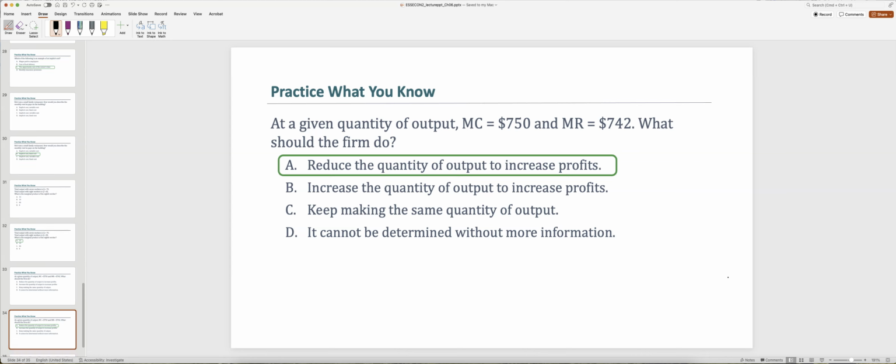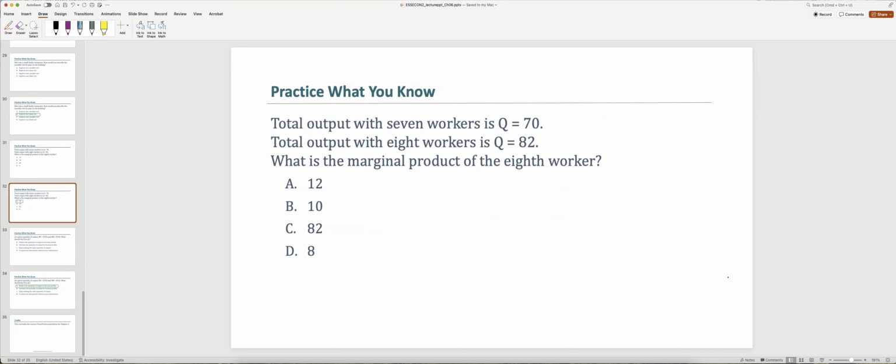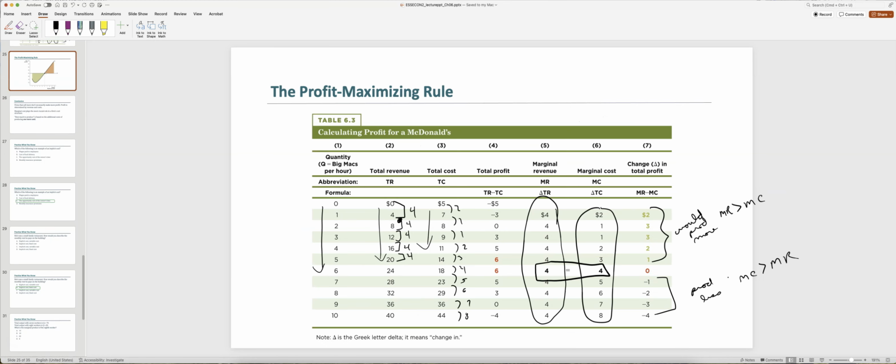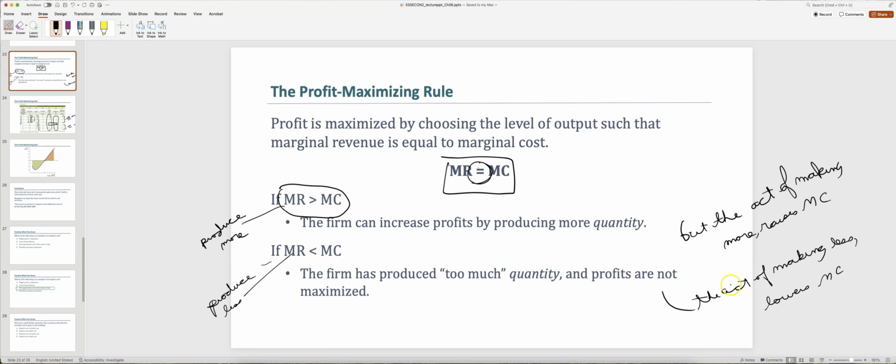Okay. The rest of these are to practice what you know, and so you can look at those. And that wraps up this lecture.